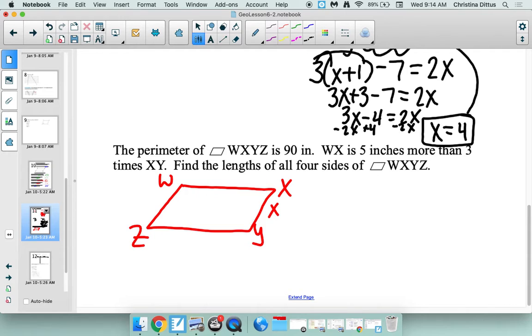How do I write that? 3x, then what? Plus 5. How big is WZ? X, because our opposites are congruent. And then how big is ZY? 3x plus 5. Sweet.